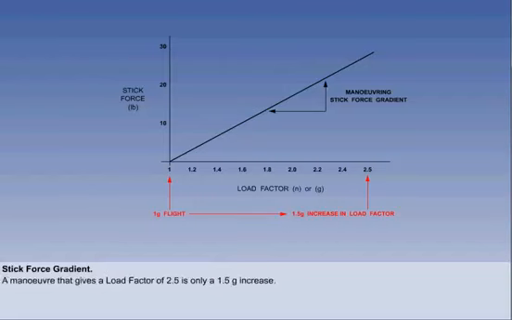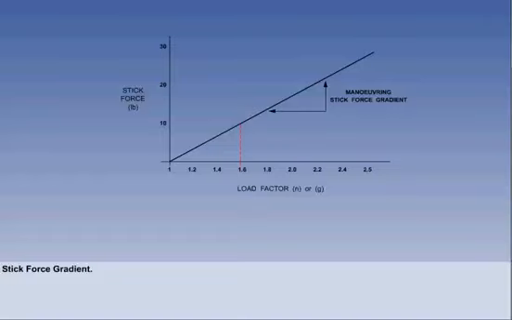You may be asked to calculate stick force per G, so you need to remember that in level flight the aircraft is at 1 G, and a maneuver that gives a load factor of 2.5 is only a 1.5 G increase. The graph shows a typical stick force gradient. A load factor of 1.6 G requires a 10-pound pull force, and a load factor of 2 G requires a stick force of 18 pounds. These stick force values don't represent any particular aeroplane and are just sample values.